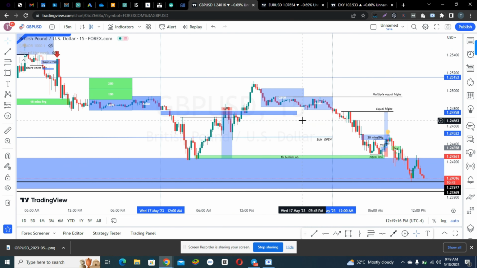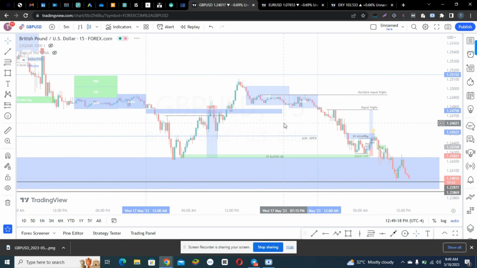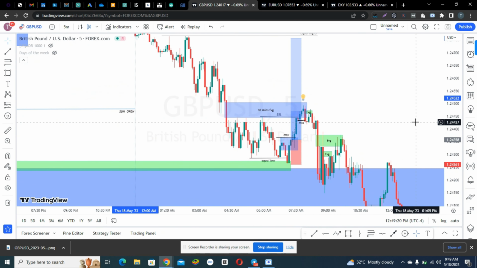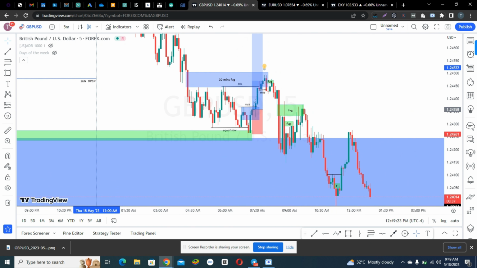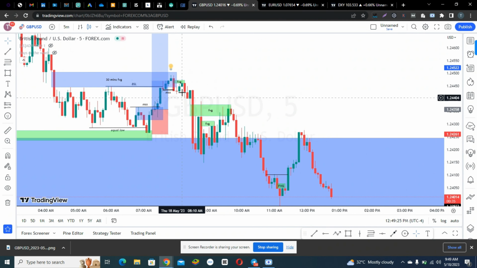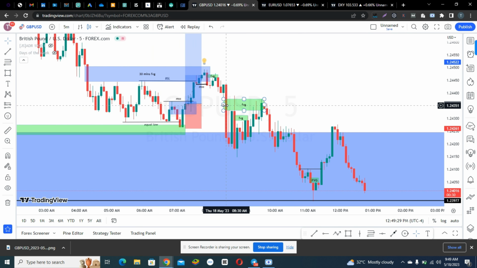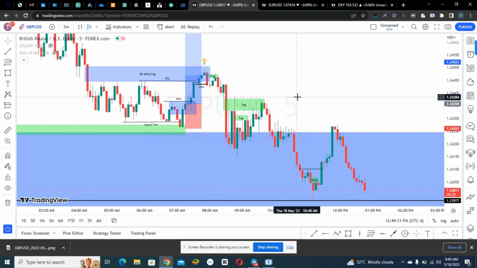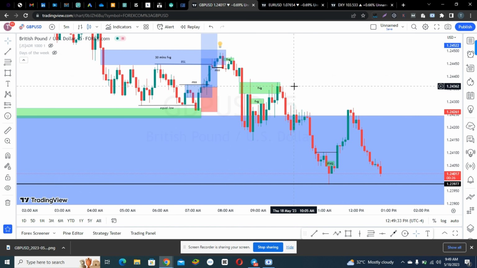Obviously 15 minutes. I went out to the 5 minutes time frame, sorry. So I was on the 5 minutes time frame when I saw that energetic move, because I've already missed this one right here. I've missed it already. So I was on the 5 minutes time frame. Then I saw this fair value gap right here, and I marked it out.